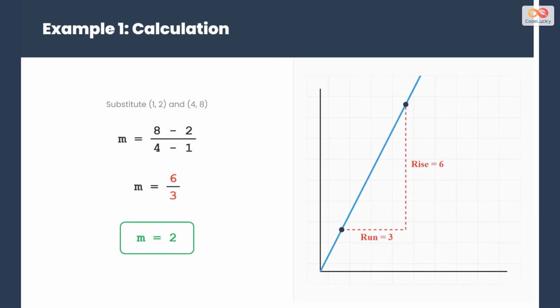Now we substitute these values into our formula. We take 8 minus 2 for the top and 4 minus 1 for the bottom. This gives us 6 over 3. 6 divided by 3 is 2, so the slope of this line is 2.